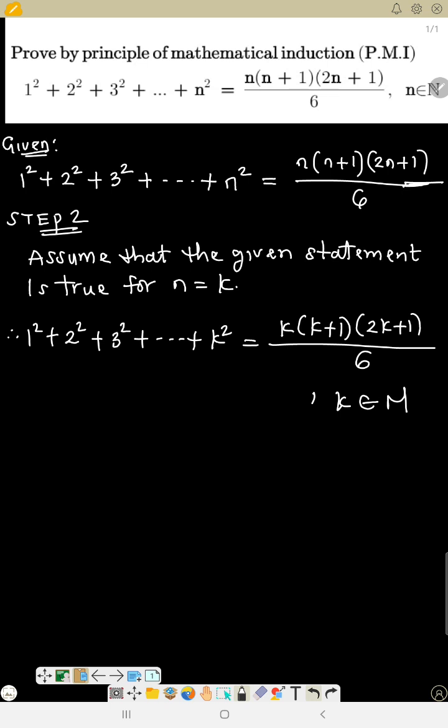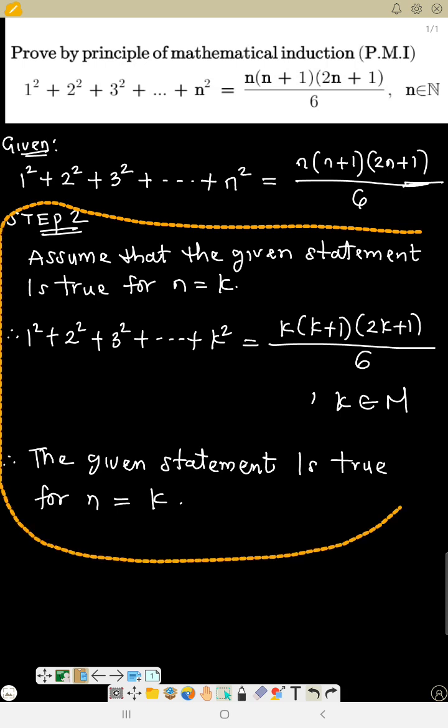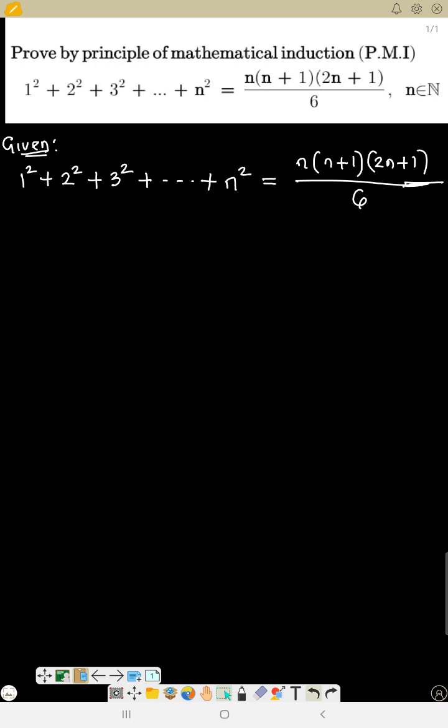So after writing this, then you conclude the given statement is true for n equals k. So we have proved step 2 like that. Now step 3. That is where we now have a simple manipulation. So now step 3.